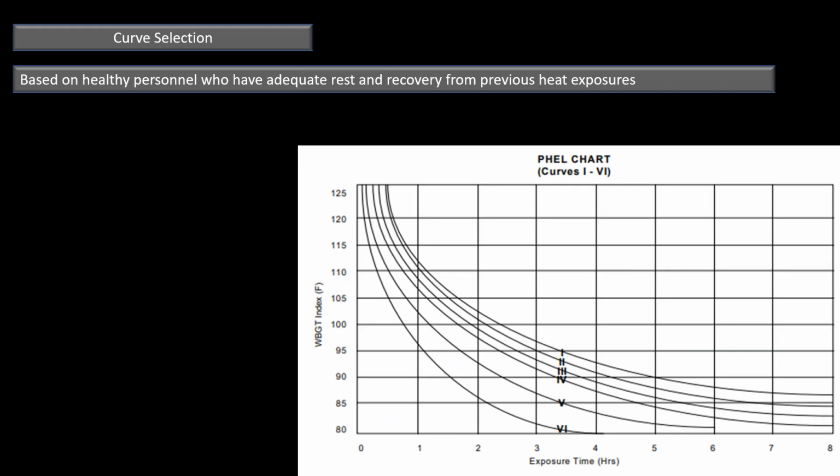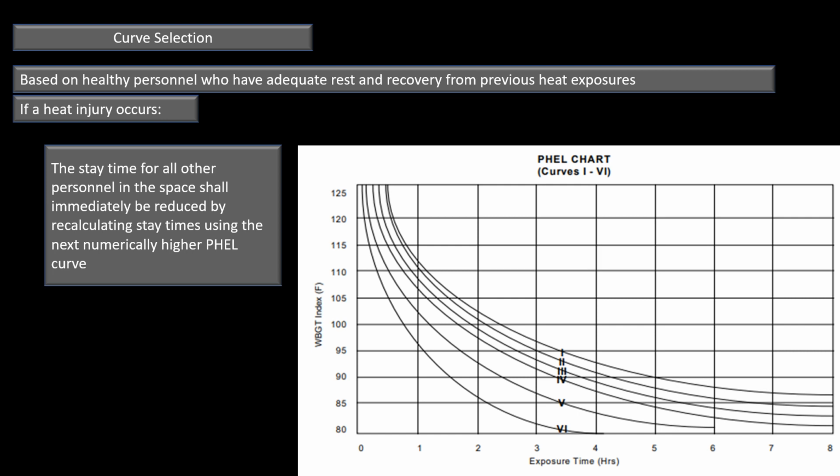So when it comes to the curve selection, it's based on healthy personnel who have adequate rest and recovery from previous heat exposures. If a heat injury does occur, we're going to go ahead and make the stay time for all other personnel in the space reduced by recalculating the stay times using the next numerically higher FEL curve. So if we've got a heat injury in a space, and that space was previously a FEL 1, we're going to make it a FEL 2. Well, because it's a FEL 2, we might have to recalculate our stay time based off what the WBGT index is. Okay, so heat injury occurs, we automatically go to the next numerically higher FEL level.